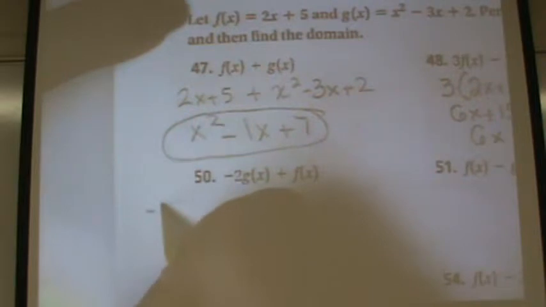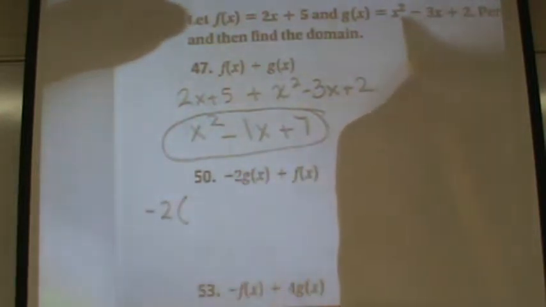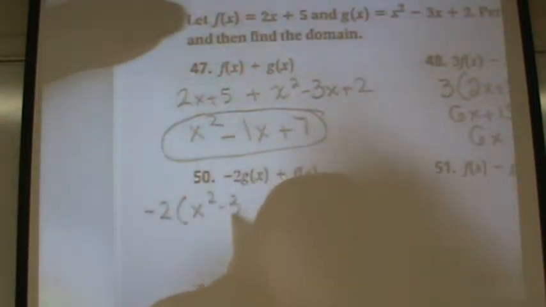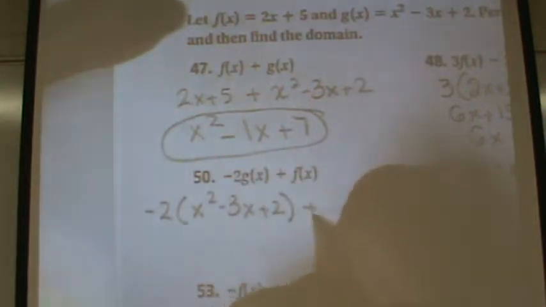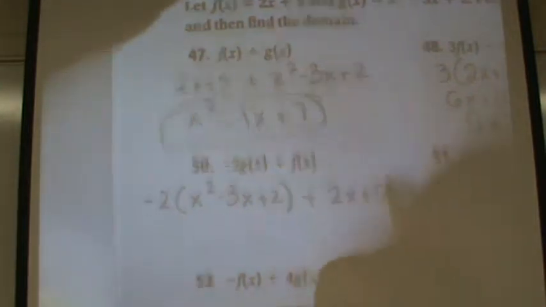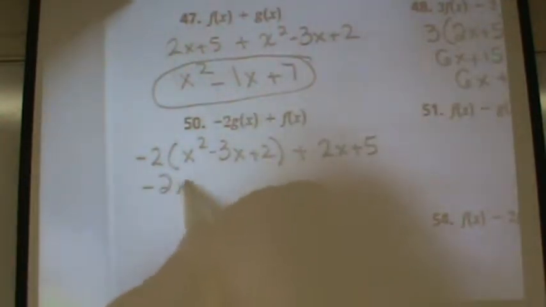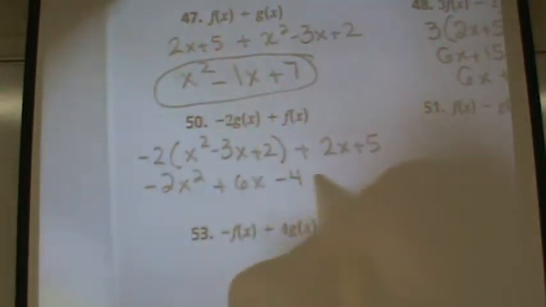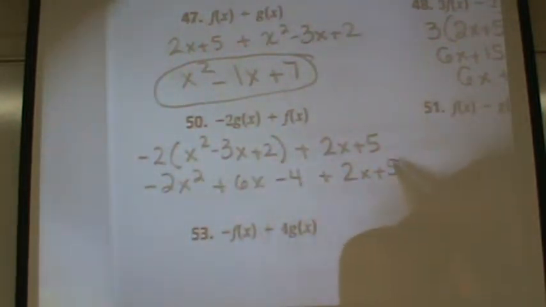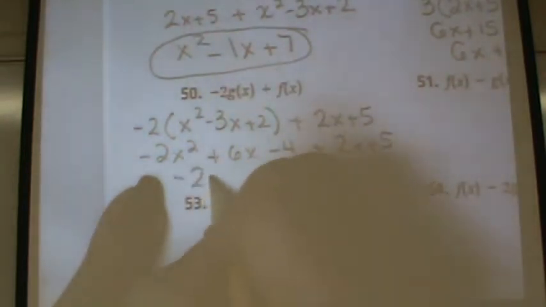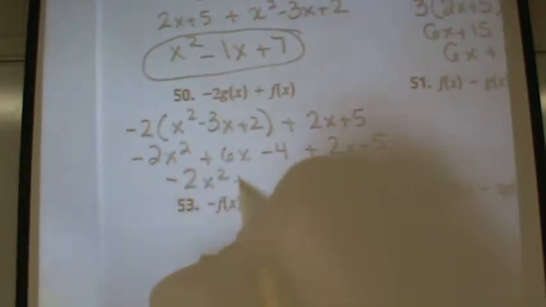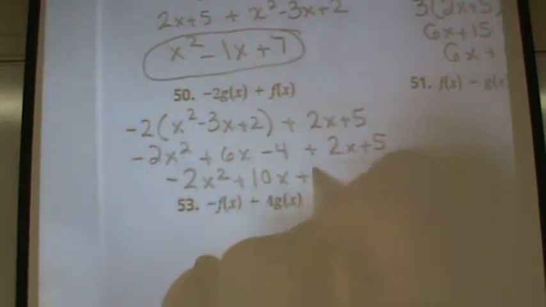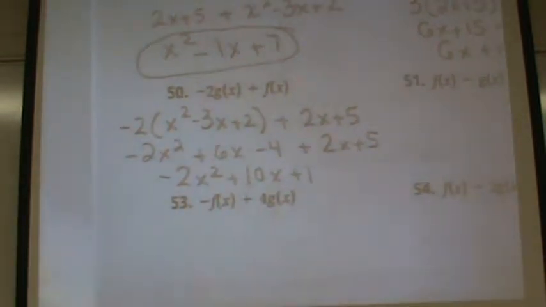Next one. Negative 2 times the g function, and then add the f function. So it's negative 2x squared plus 6x minus 4, and then plus 2x plus 5. So add like terms, you have negative 2x squared in front, plus 8x, and then plus 1. Easy? Yeah.